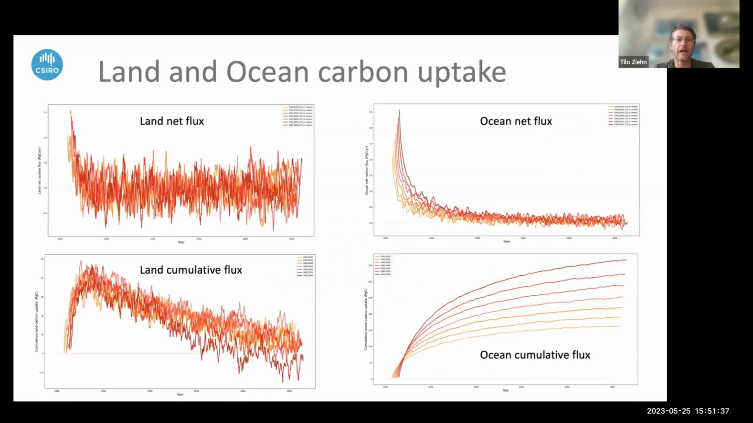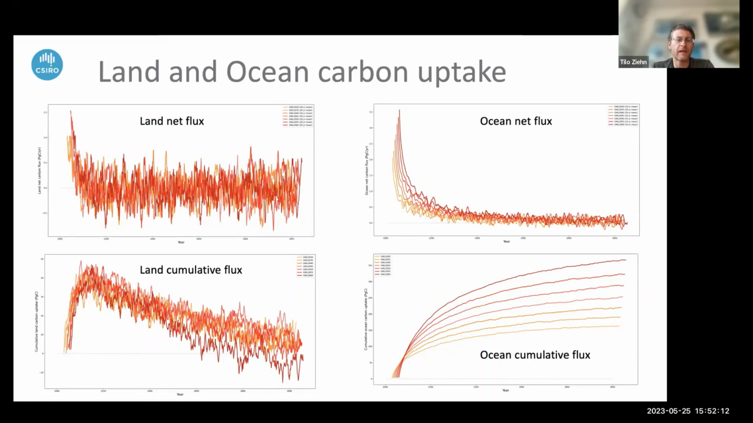Here you have the net carbon flux for the land on the top left and the net carbon flux for the ocean on the top right for all the 7 runs that we have done. And on the bottom, you have the cumulative carbon uptake again by land and ocean. So positive values indicate an uptake. The ocean is pretty much straightforward. Ocean continues to take up carbon over the whole period. And for the earlier branching points, the ocean becomes neutral towards the end of the 1,000-year period.